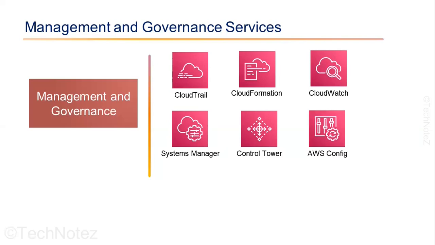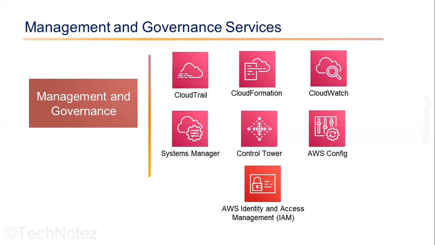AWS Config. This service provides a detailed inventory of your AWS resources, including configuration history and change notifications. It can also help you identify compliance issues and potential security threats. Identity and Access Management Service. This service provides granular control over user access to AWS resources. You can create policies that define who can access specific resources and what actions they can take.